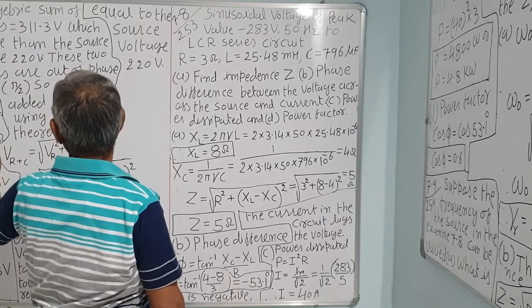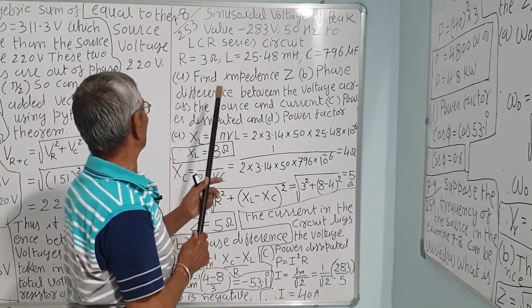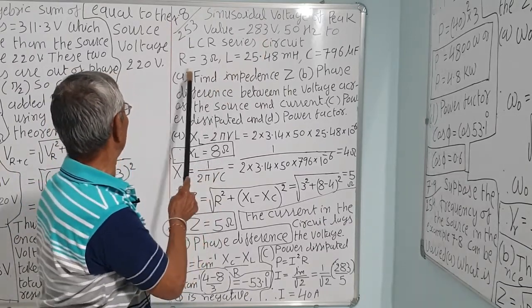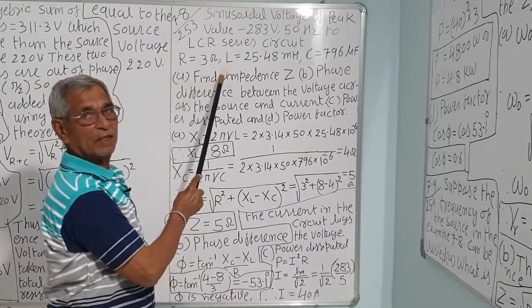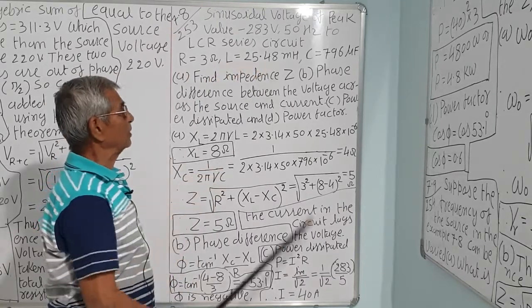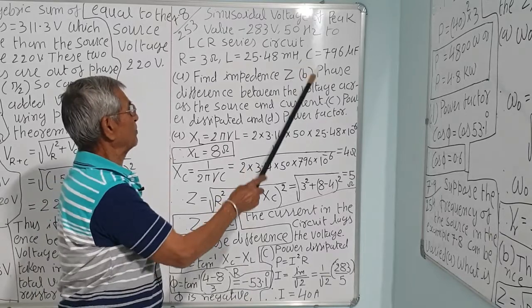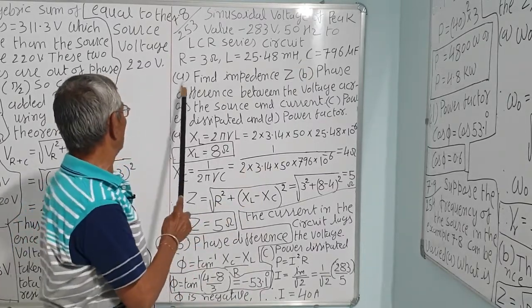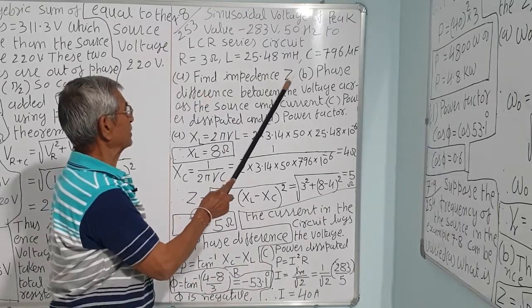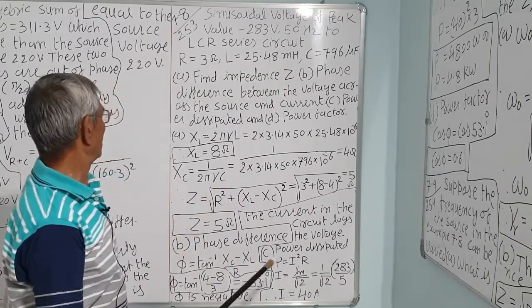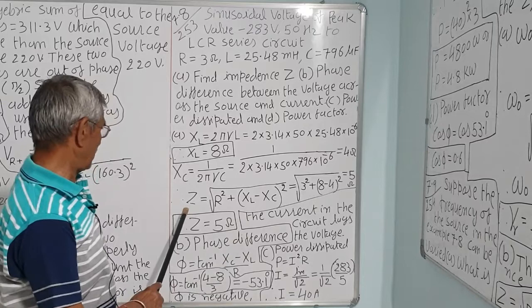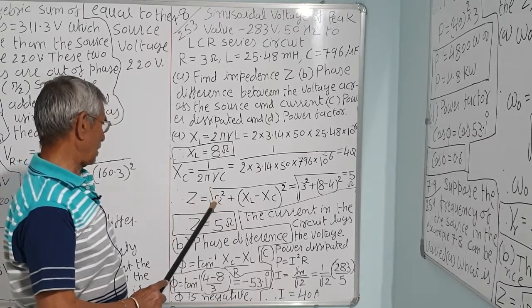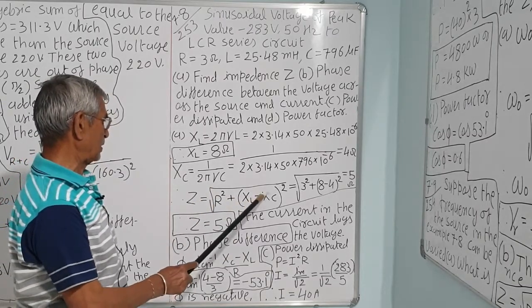Here is RLC, there is one more part, that is an inductor. So R is equal to 3 ohms, L is equal to 25.48 millihenry, and the capacitor is 796 microfarad. Number 1, find the impedance Z. Correct. So impedance Z is equal to, we know, under root R square plus (XL minus XC) raised to square.